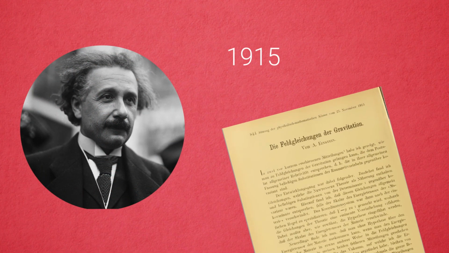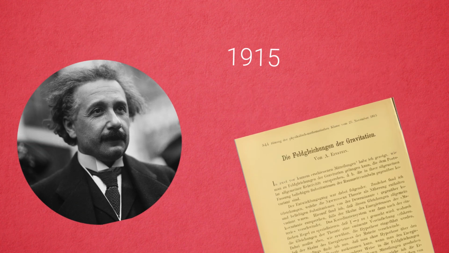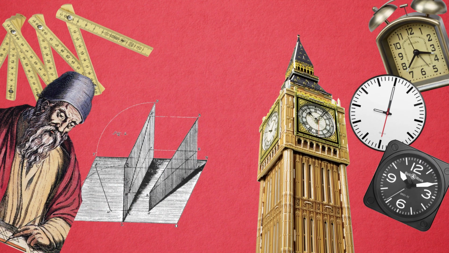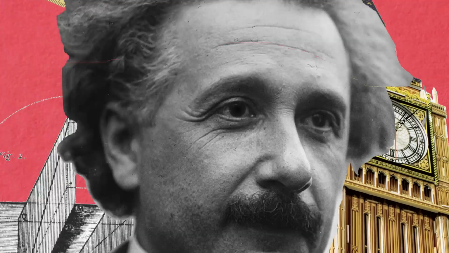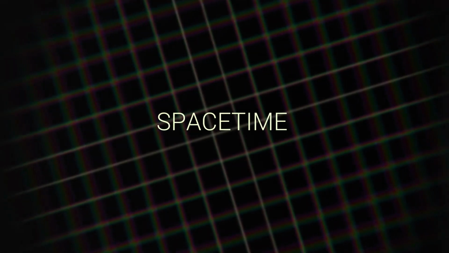In 1915, Albert Einstein published a remarkable paper with what became the most accurate and complete description of gravity developed to date, the theory of general relativity. Einstein realized that space and time should not be described as independent quantities, but as part of something more fundamental, the very fabric of our universe, space-time.